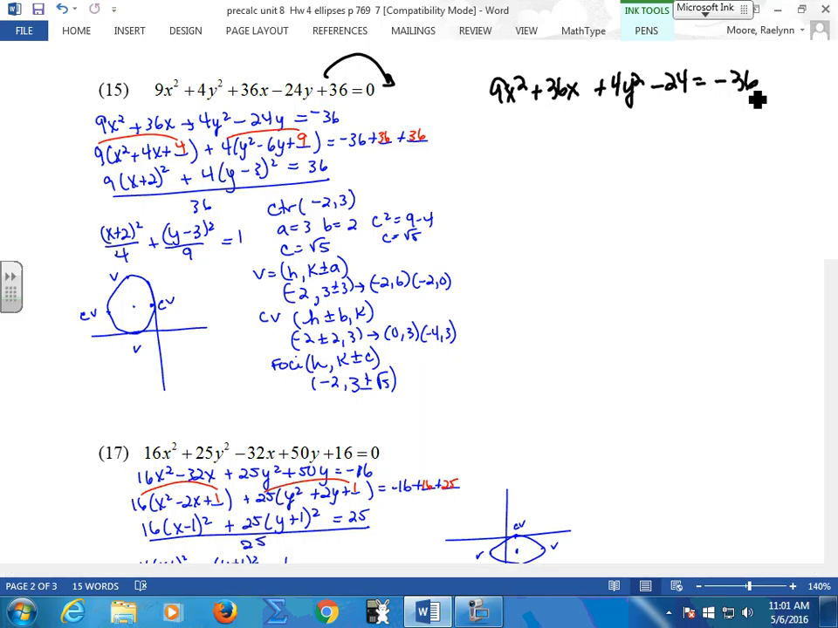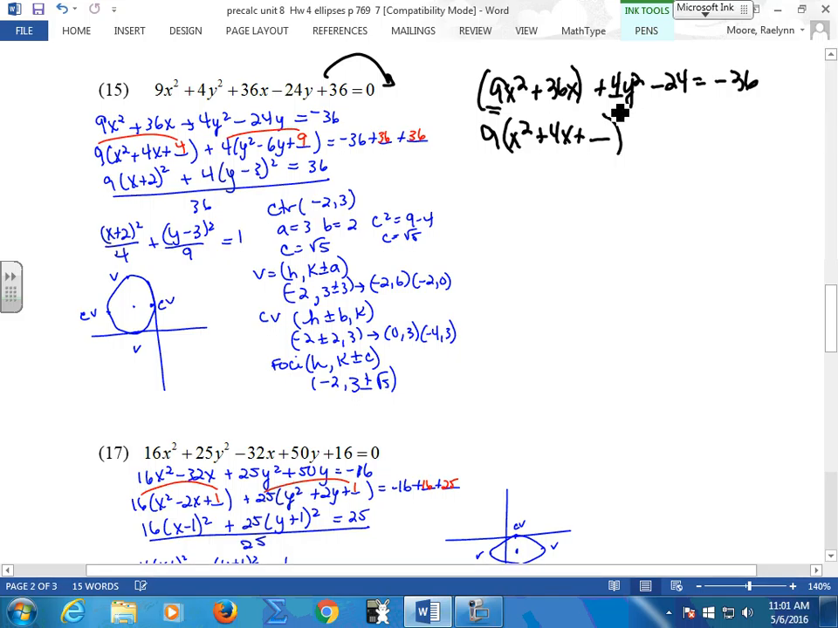Now, I need my coefficient. If I'm going to complete the square, I need my coefficient to be 1. So I have to factor out the 9, just like the guys that deal with x's. So now I get x squared plus 4x and leave myself a space to complete the square.